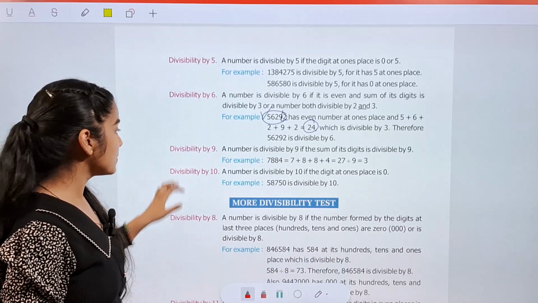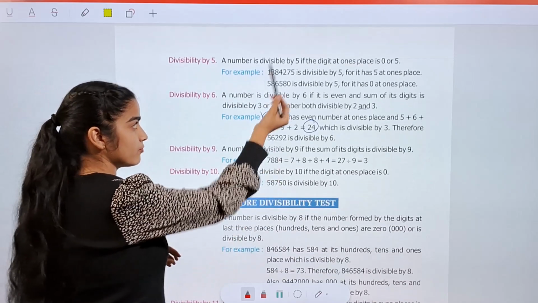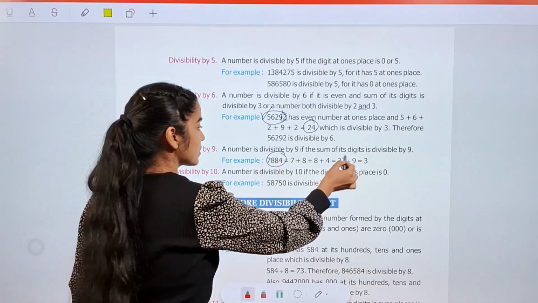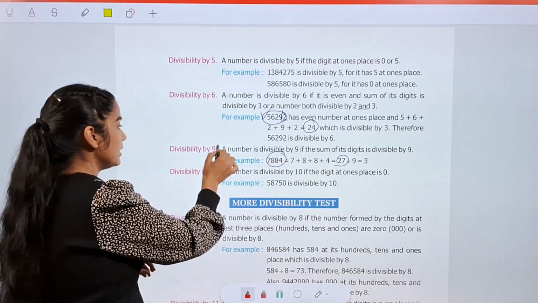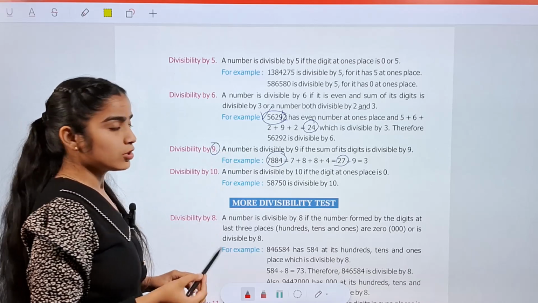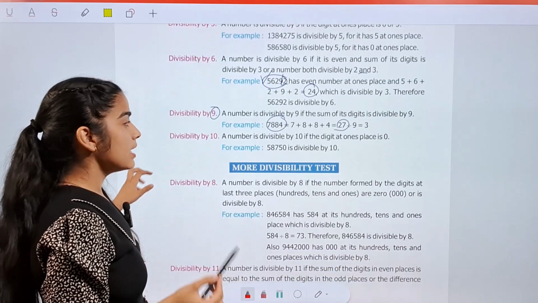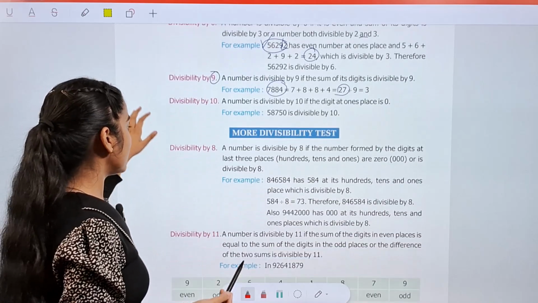Next, we have divisibility by 9. Similarly to the test for 3, we have to add the digits separately. If the answer is divisible by 9, it means the number is divisible by 9 also. For 10, we just have to check the end digit. If the end digit is 0, then the number is also divisible by 10.